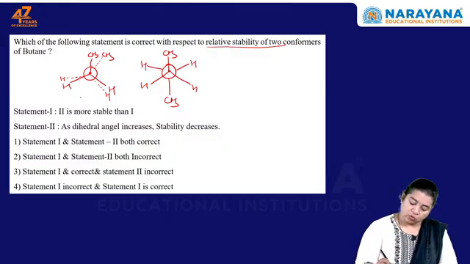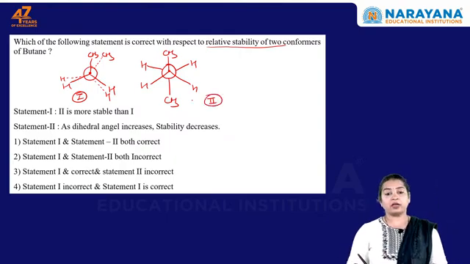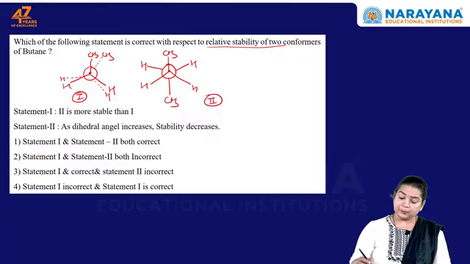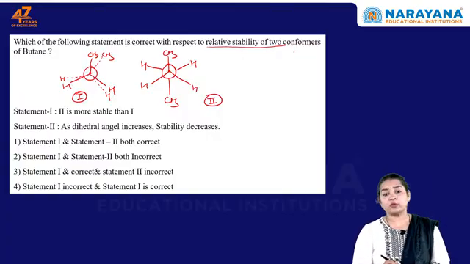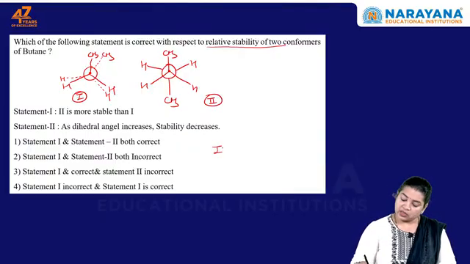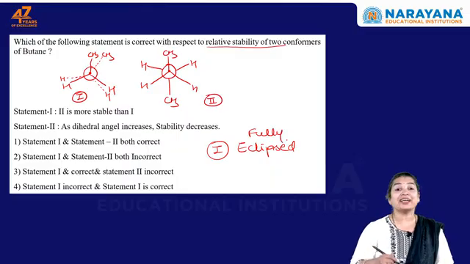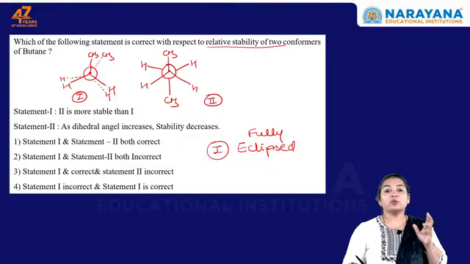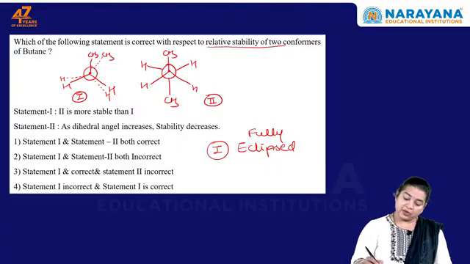And all those who have done conformers, this is one of the easiest possible questions we can expect: relative stability of 2 conformers. First conformer along the C2-C3 bond is the eclipsed, and that too the worst possible, fully eclipsed. Due to strong repulsion, the first is going to be the most unstable of all, right?